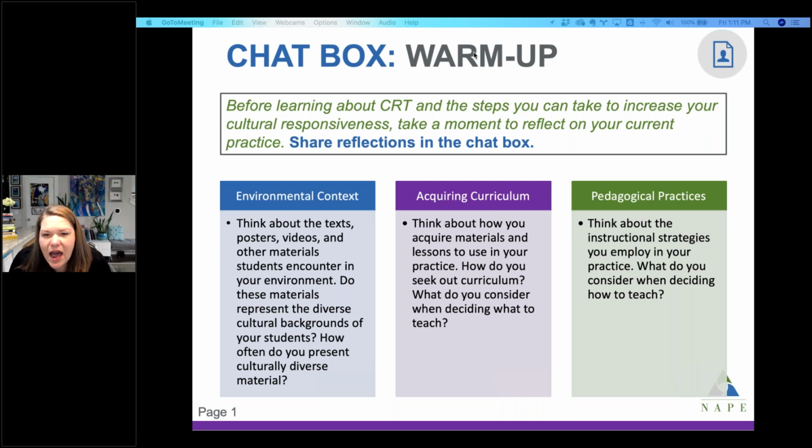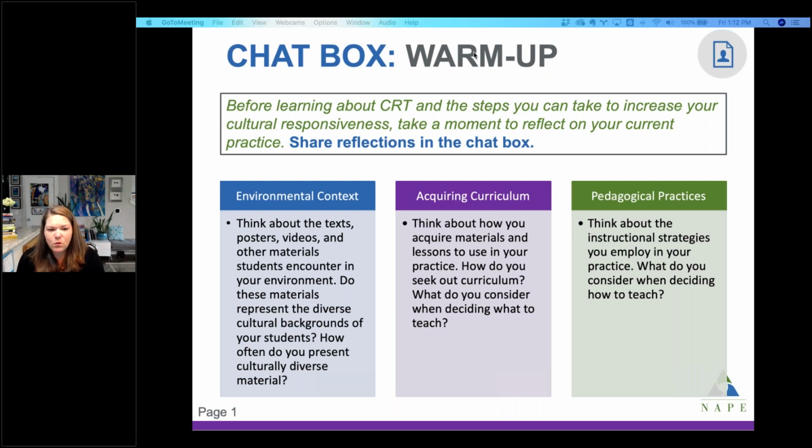The next piece is how you acquire curriculum. So I want you to think about, how do you gather materials and lessons to use in your practice, in whatever way that looks like for your role? And then I want you to think about, what do you consider when you're deciding what to teach? What's the lens that you use when you're selecting that content?